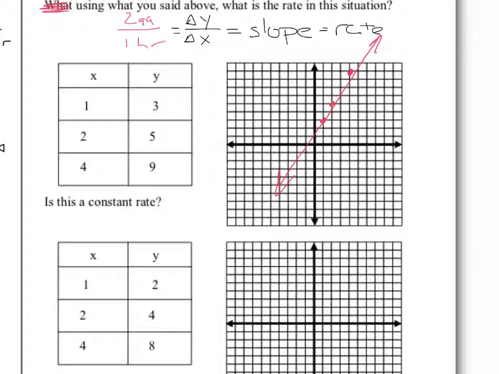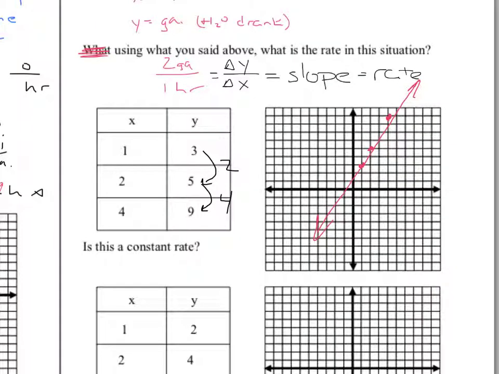So kip yes or kip no, knowing that these points make a line, do these represent a constant rate? Do we know this makes a constant rate? So you're telling me it's a constant rate because it graphs a straight line, but I'm looking here and I'm like, well, it changed 2 and then it changed 4. What's wrong? I don't get it. It didn't seem to change the same thing. One time it changed 2, one time it changed 4.